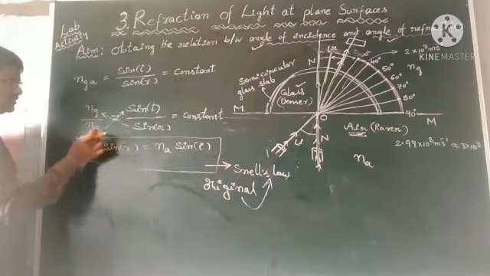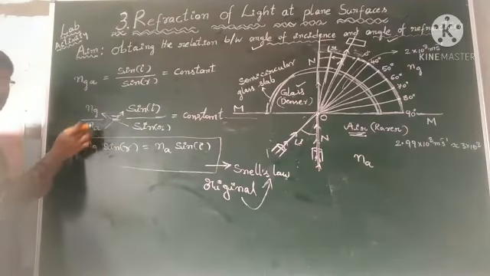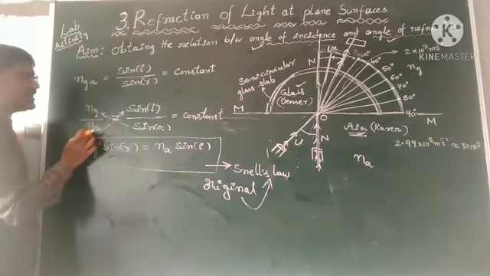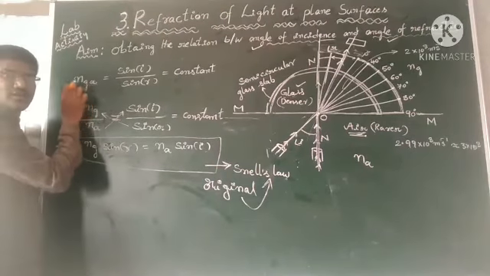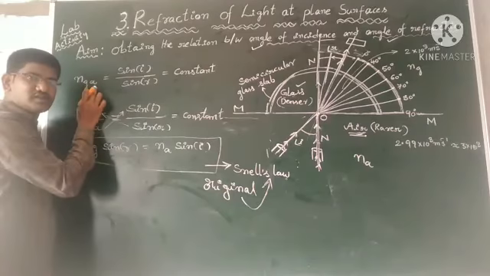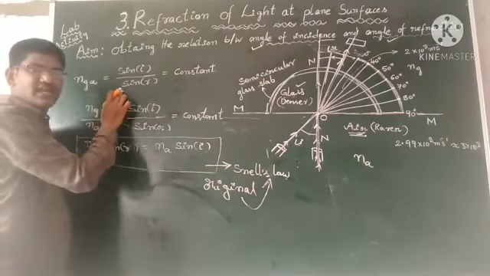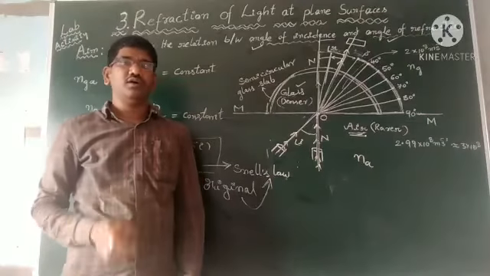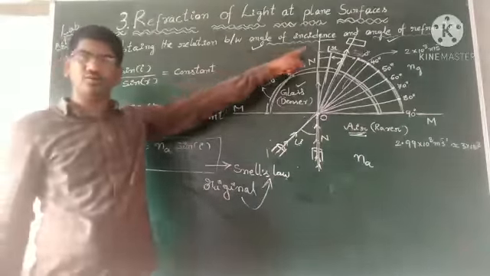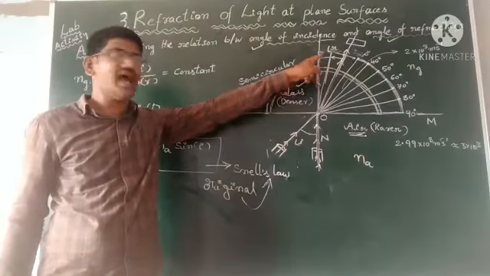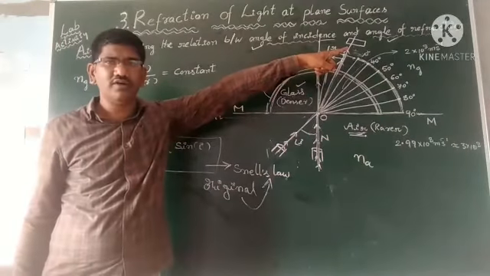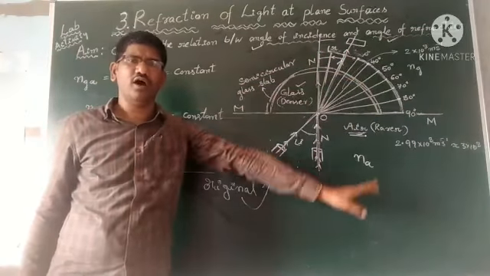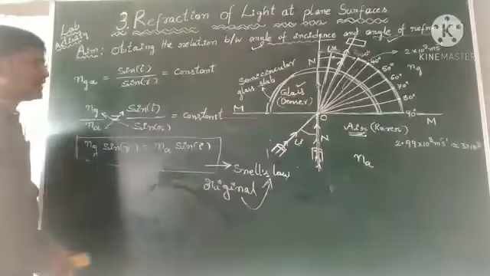Otherwise, you write, sending n_A to the denominator, n_g by n_A, that is sin i by sin r. This we can call n_g by n_A as n_ga, the refractive index of glass with respect to air. n_ga is equal to sin i by sin r, equal to a constant, you are getting. So we have seen the relation between the angle of incidence and the angle of refraction. Okay students, one more conclusion we are also getting.